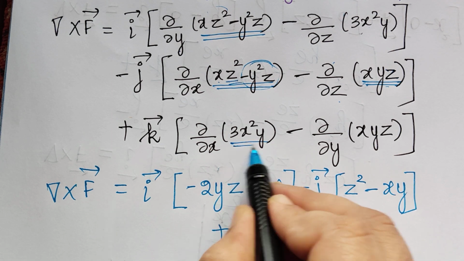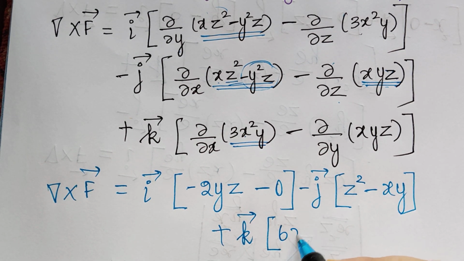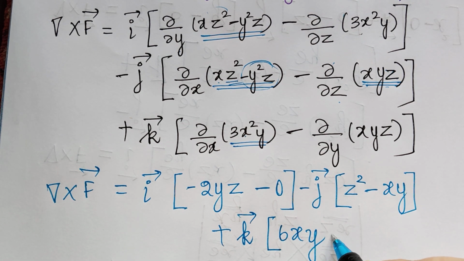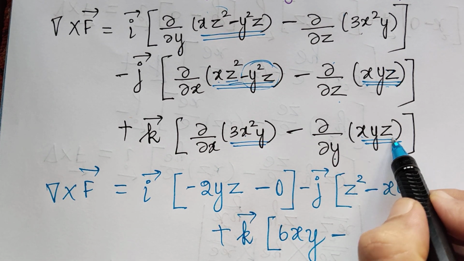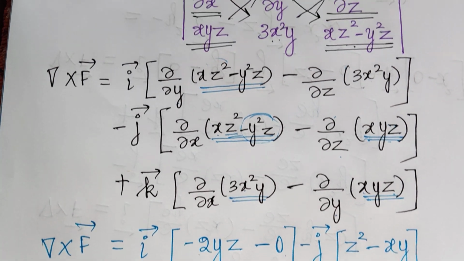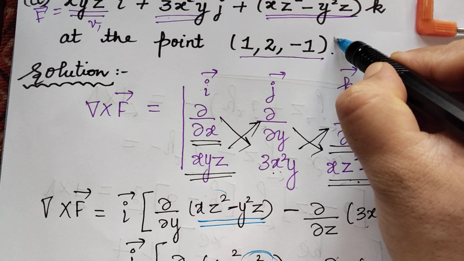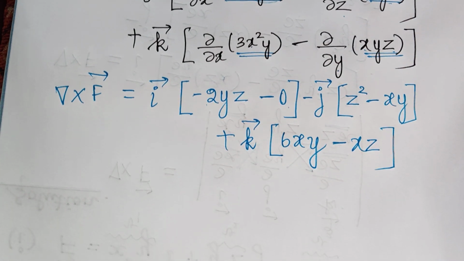Plus k vector multiplied with partial differentiation of this with respect to x. So it will be 2x, so 3 twos are 6, so 6xy, minus partial differentiation of this with respect to y. So it will be xz. So we have to find the curl at this specified point 1 comma 2 comma minus 1. So let us do that.